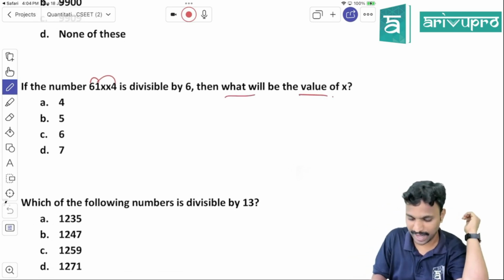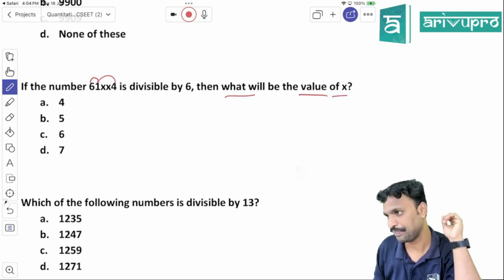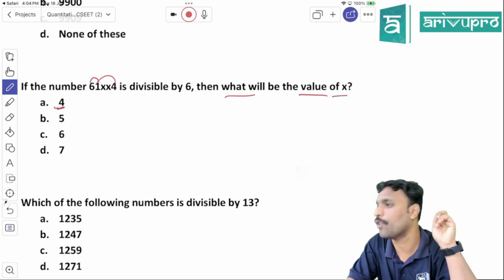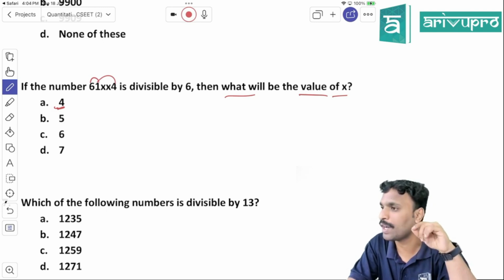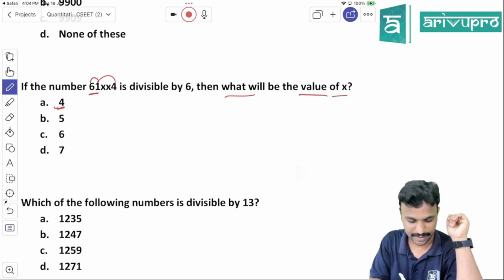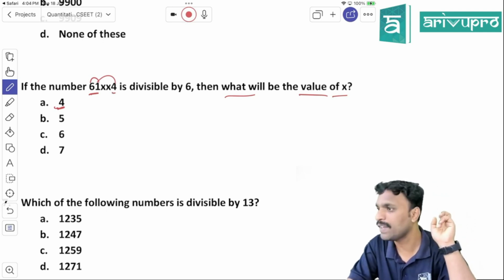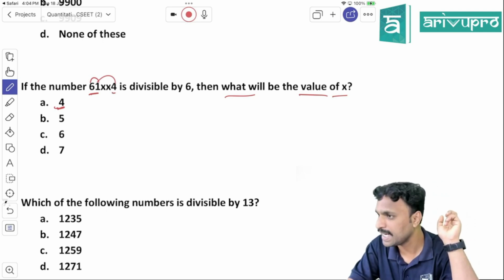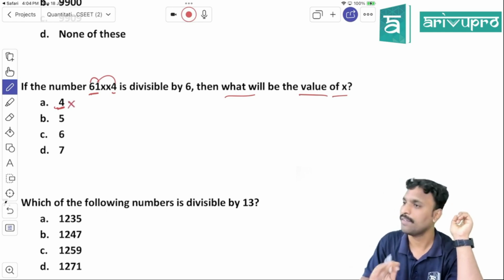Now, they're asking what will be the value of x? If the value of x is equal to 4, x plus x becomes what? 4 plus 4 becomes 8. Now, already 6 plus 1 is how much? 7. 7 plus 4 is how much? 11. 11 plus 8 is 19. Is 19 divisible by 3? No. So, therefore, it can't be 4.